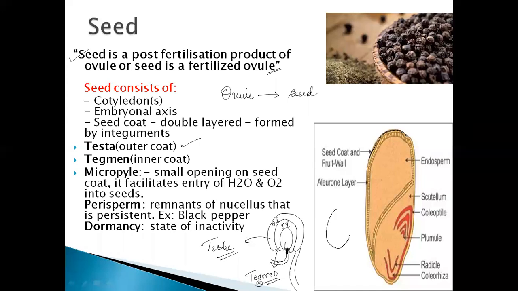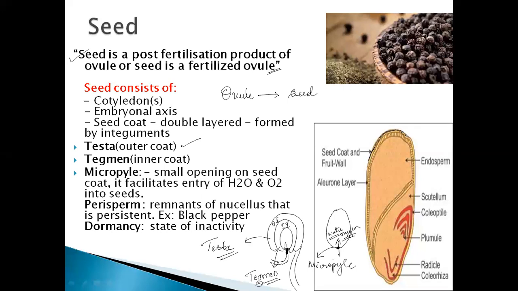See, this is a seed. There will be one small opening here. It is known as the micropyle. Now, what does this micropyle do? It helps in the movement of water and oxygen inside and outside the seed. So the micropyle is nothing but a small opening on the seed coat which helps in the movement of water and oxygen.